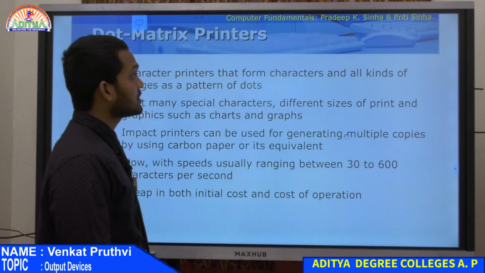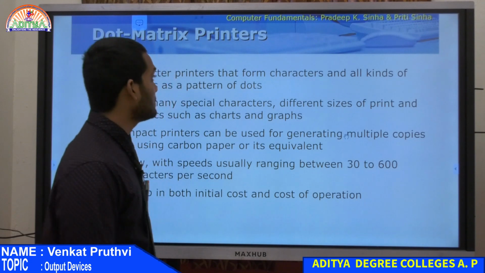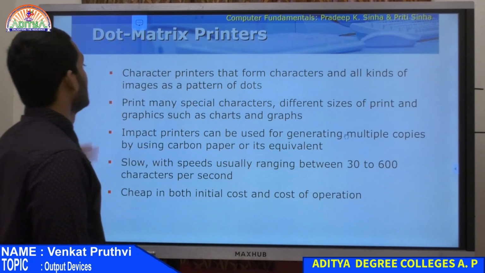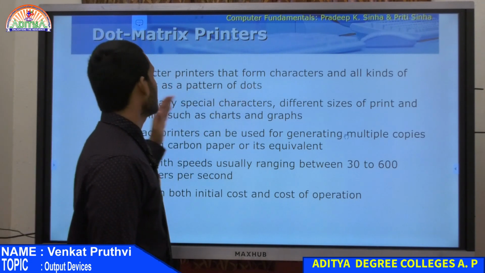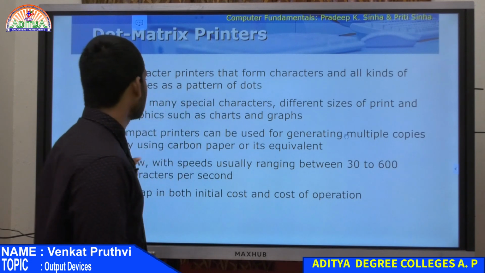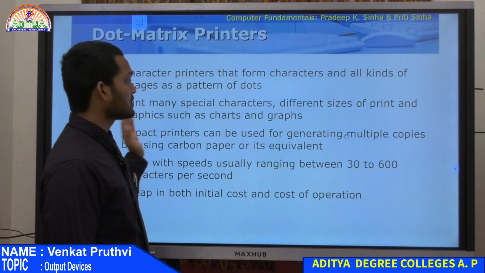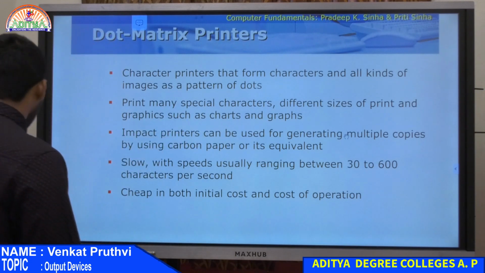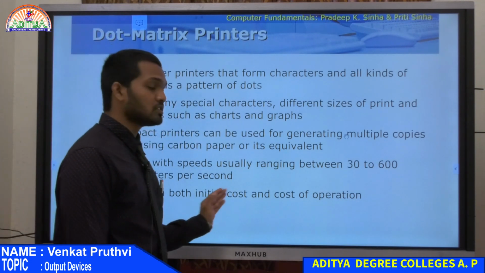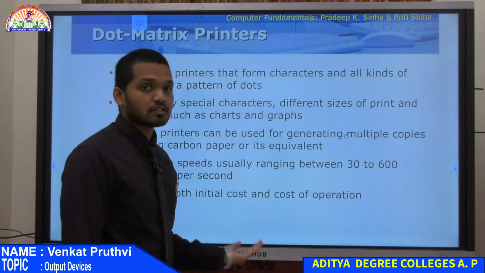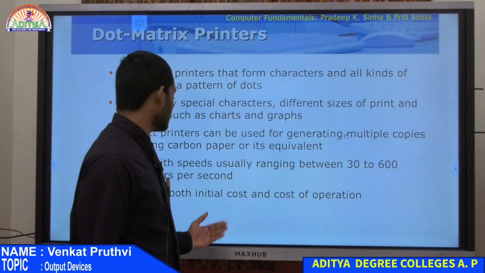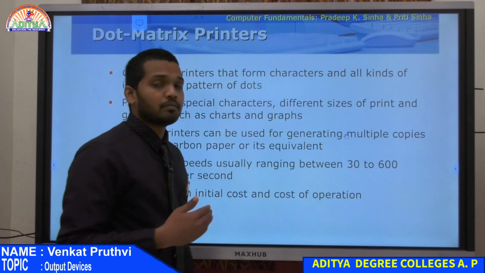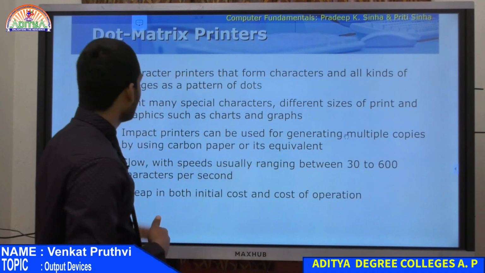And then we were discussing dot matrix printers. What do you mean by dot matrix printers? They are character printers that form characters and all kinds of images as a pattern of dots. They print many special characters, different sizes of print, and graphics such as charts and graphs. Yesterday we saw that both the initial cost and the maintenance cost are cheap for dot matrix printers.